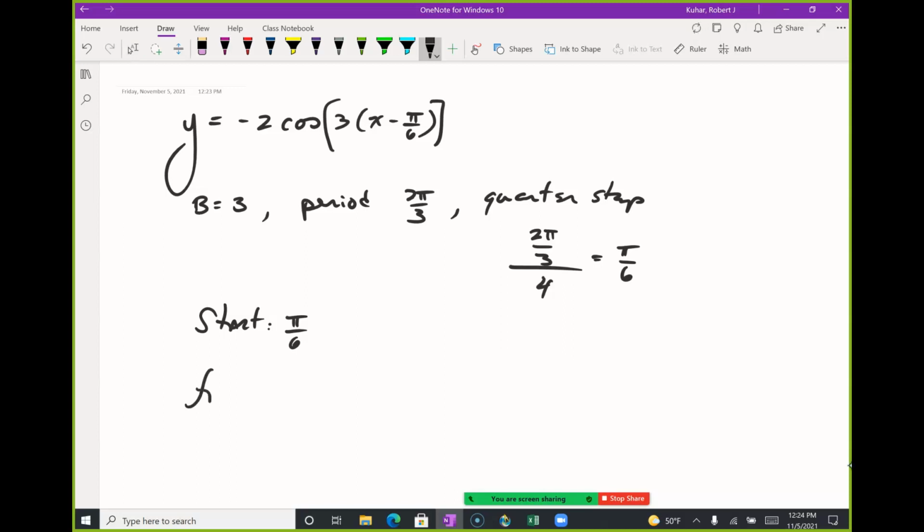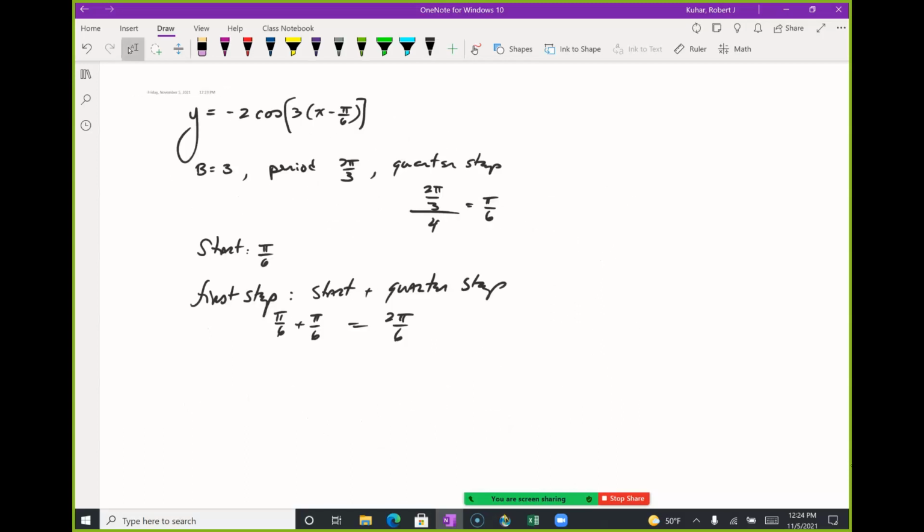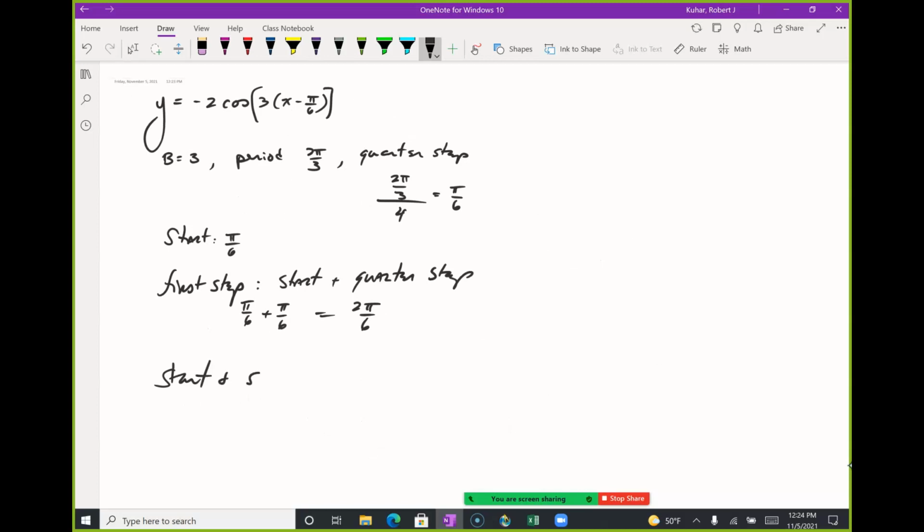So I want to take my first step. And my first step is to go from pi over 6, the start, right? This is the start plus a quarter step. I get pi over 6 plus pi over 6, which is 2 pi over 6. And now I can see I've got a 1 pi over 6, then a 2 pi over 6, and what's next? 3 pi over 6, 4 pi over 6, 5 pi over 6. So my start and steps are 1 pi over 6, 2 pi over 6, 3 pi over 6, and I don't reduce these, 4 pi over 6, 5 pi over 6 is where I'm ending.